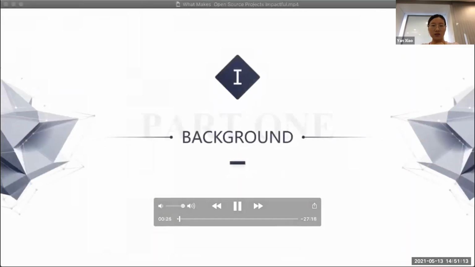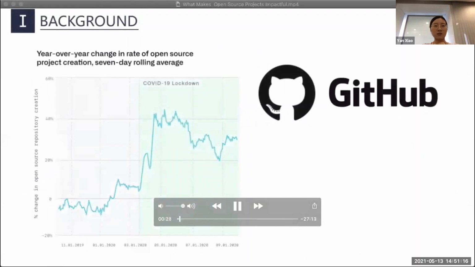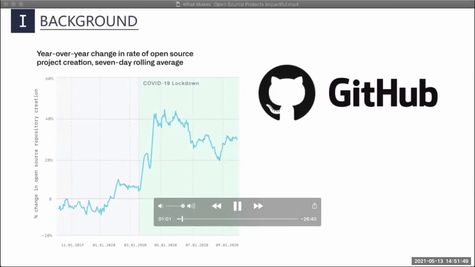Let's first talk about the background of this work. With the wide adoption and acceptance of open source version control and hosting systems, more and more companies, including Google, Microsoft, Apple, and Facebook, are putting their projects on such platforms, among which the most famous is GitHub. This figure on the left is adopted from the GitHub official website, showing year-over-year change in rate of open source project creation, 7 days rolling average. As we can see, the COVID-19 lockdown gave a rise in the number of GitHub projects created.